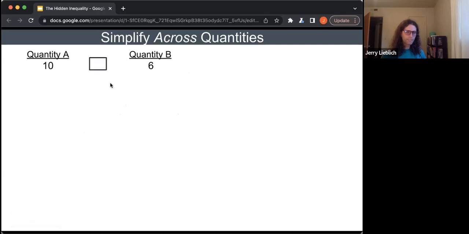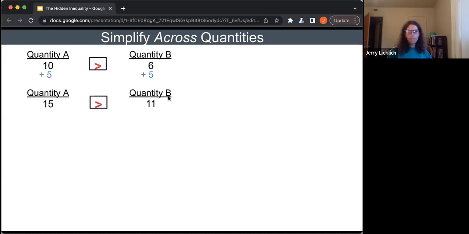Quantity A, 10, quantity B, 6. How nice. It's quite clear the answer here is A. But I want to try something. What if I added 5 to both sides? Well, my numbers are going to change, but the relationship doesn't. The answer is still A. And on a QC problem, I don't actually care what the numbers are. All I care about is the relationship. So if I add 5 to both sides, I didn't change the answer.